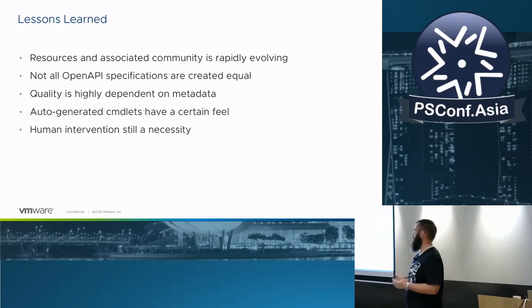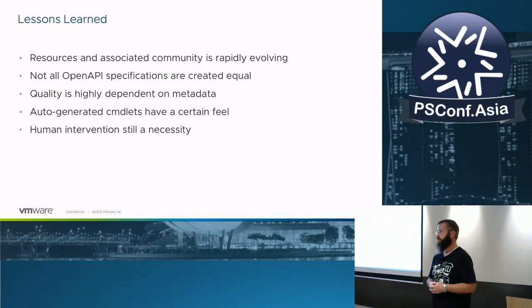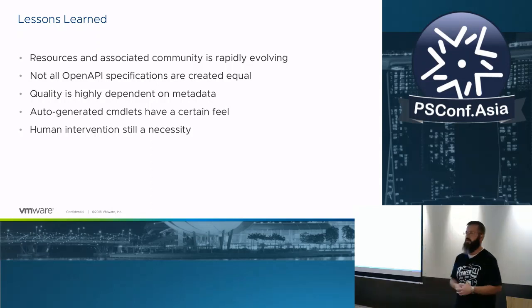So that's really excellent. Not all OpenAPI specifications are created equal. We've seen the vSphere one, we've heard about Azure Swagger, and then there's the OpenAPI standard itself. And even if you use the VMware OpenAPI generator, that still didn't quite work exactly as planned. Quality is going to be highly dependent upon the specification and the metadata that's being used. So if you have a crappy API spec, you're going to have crappy PowerShell commandlets or crappy SDK utilization at the end of this thing.